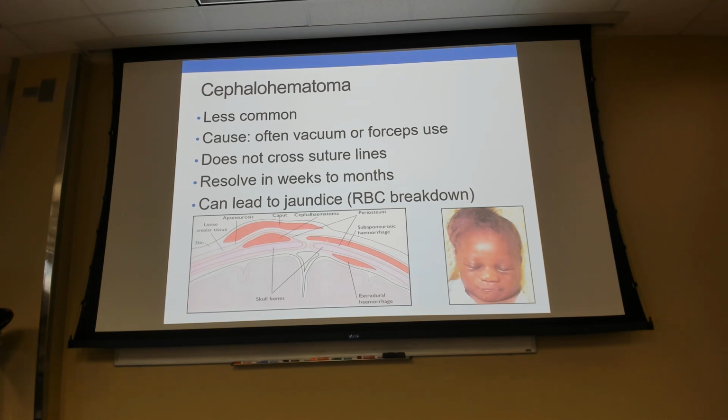cephalohematomas compared to caput. So which one do I care more about as a provider? Cephalohematomas. Yep. Which baby is more likely to have jaundice because they have more red blood cell breakdown? Cephalohematoma, correct.